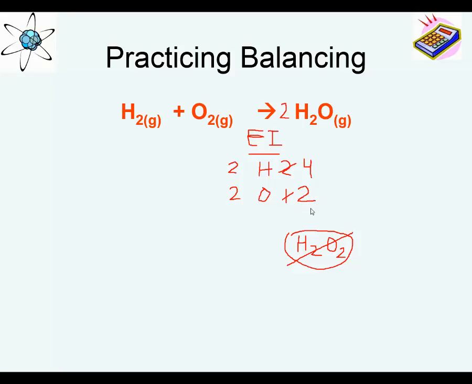Okay, now I'm balanced for oxygens, but I'm unbalanced for hydrogens at this point, so I need to decide what to do. Now I don't want to change the subscript, so it would be incorrect to write H subscript 4 because that's not diatomic hydrogen gas anymore. That's not a hydrogen gas molecule, so don't change the subscripts. Instead I changed the coefficient to a 2, so 2 times 2 gives me 4 hydrogen atoms, and now I'm mass balanced for all of the atoms in my chemical reaction. I have 4 hydrogens on both sides, the reactants and the products. I have 2 oxygens on both sides of the reactants and the products, so I am now mass balanced.